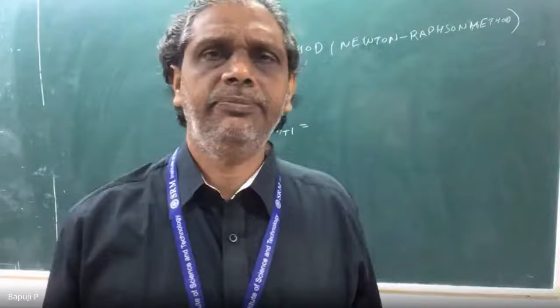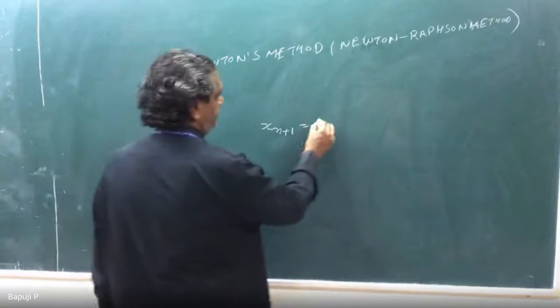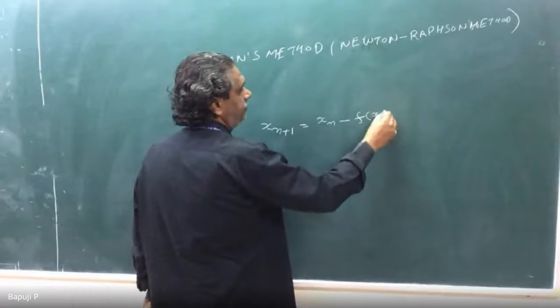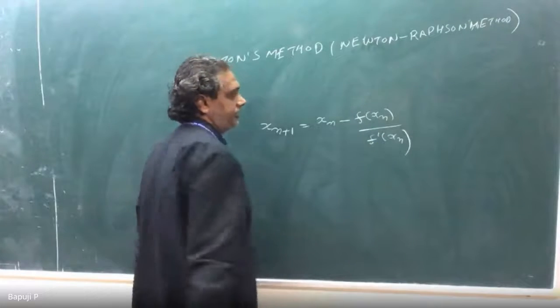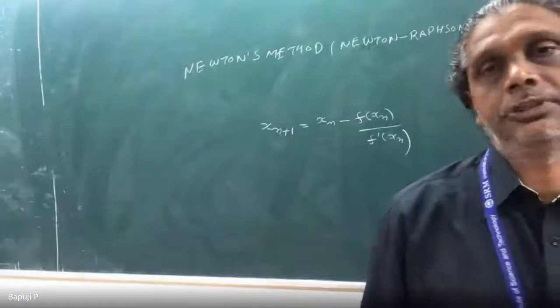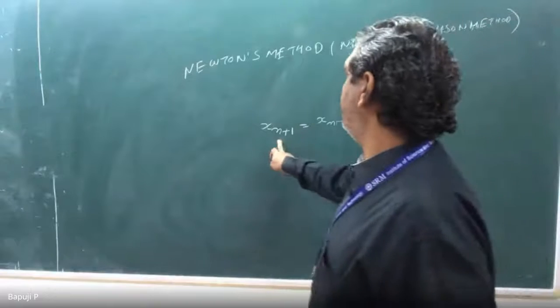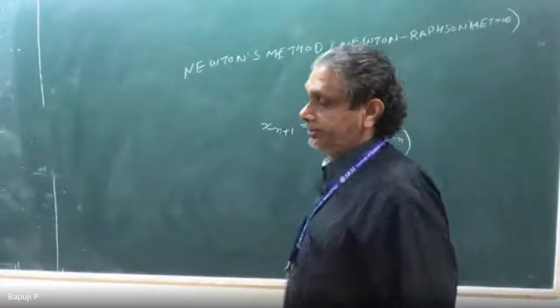To find the n plus 1 root, just write x(n plus 1) is equal to xn minus f of xn divided by f dash of xn. If you know x naught, the 0th root, then x1 is equal to x naught minus f of x naught divided by f dash of x naught.